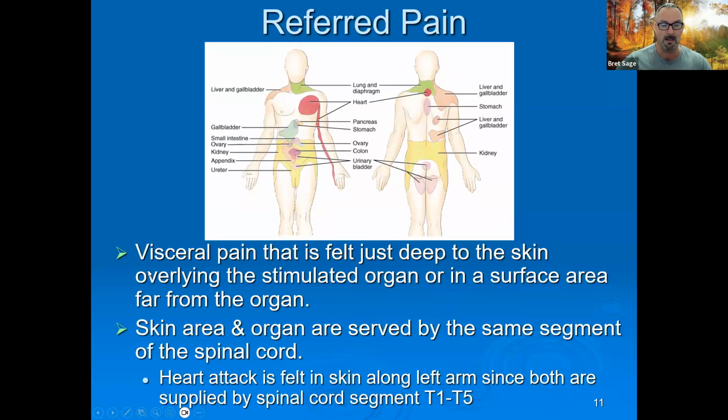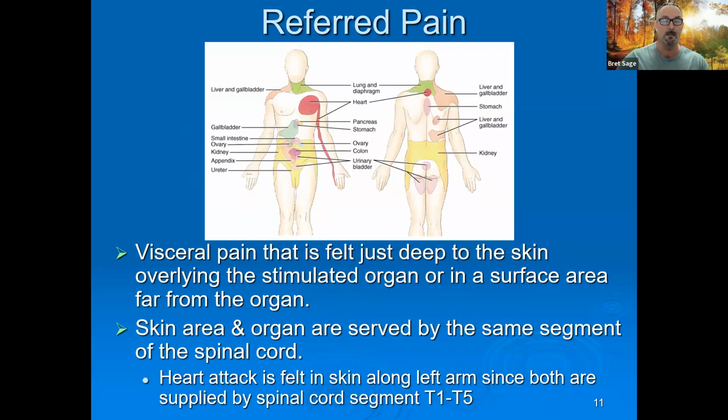Well, what is referred pain? It's visceral pain that's felt just deep to the skin, overlying the stimulated organ, or in a surface area that's far from the organ. If you look at some of these, liver and gallbladder, lung and diaphragm, very far away. Why do they refer there? Well, it turns out they share a common pathway. And the internal organ rarely uses it, and the surface of the skin uses it often. And so they just share a common pathway.